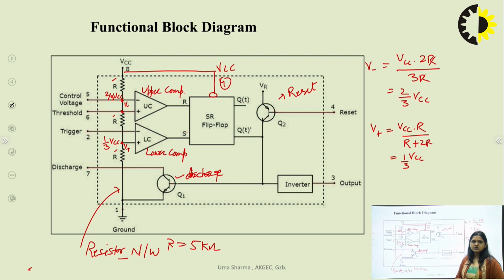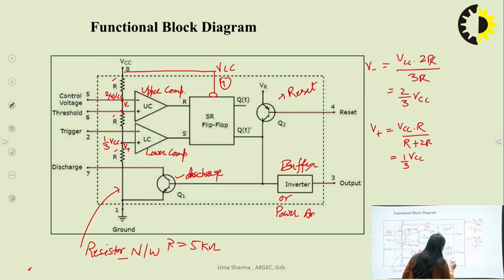Another component is this inverter. This is nothing but a buffer or a power amplifier, and it is used to provide the output at pin number 3. You know the use of a buffer: it is used to provide impedance matching, and the power amplifier can be used at this place. And definitely a buffer is an inverter, so that's why it is written there as inverter. Q bar is connected to that inverter, so at this node we will get Q at the output. So this is the functional block diagram.